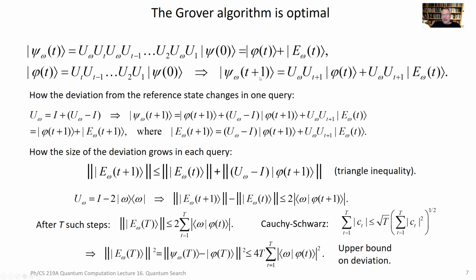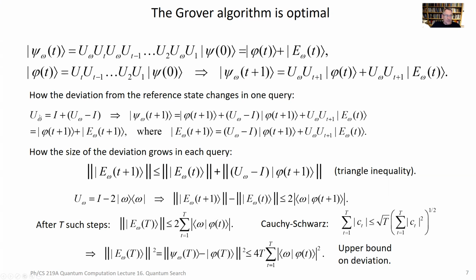But I want to compare psi sub w with the new reference state because I've added 1 to the time. The reference state depends on the number of unitaries that I've applied. When I apply u t plus 1, the reference state becomes phi of t plus 1. So I want to keep track of the difference between the reference state and the vector that we got from the queries after one more time step.